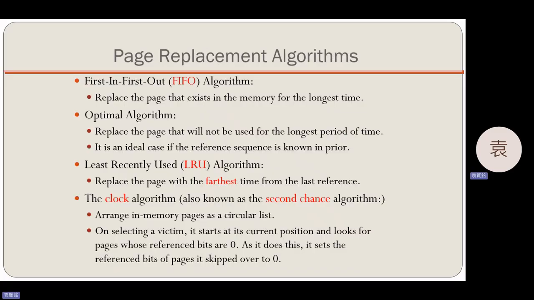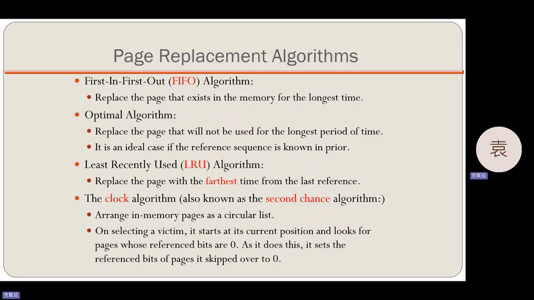For page replacement, in general, there are 4 commonly used algorithms. The first one is first in, first out. For all these scheduling or replacement algorithms, you can see the arrival time.